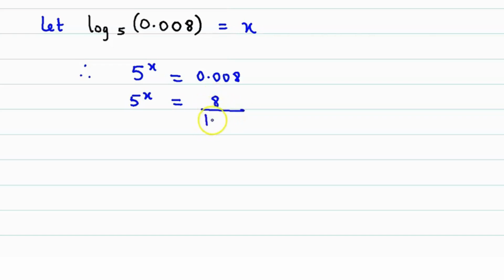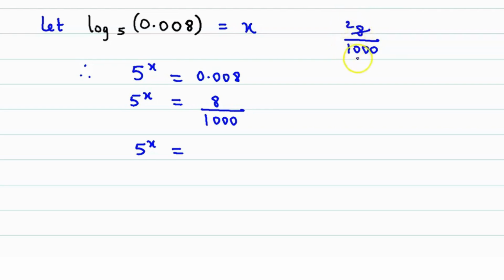अब नेक्स्ट है log of 0.008 to the base 5. So let this value be equal to x. So therefore converting the log form into exponential form, ये 5 इस तरफ चला जाएगा तो ये रहेगा 5 raised to x is equal to 0.008. So 5 raised to x is equal to, ये decimals remove करते हैं तो ये रहेगा 8 upon 1000.